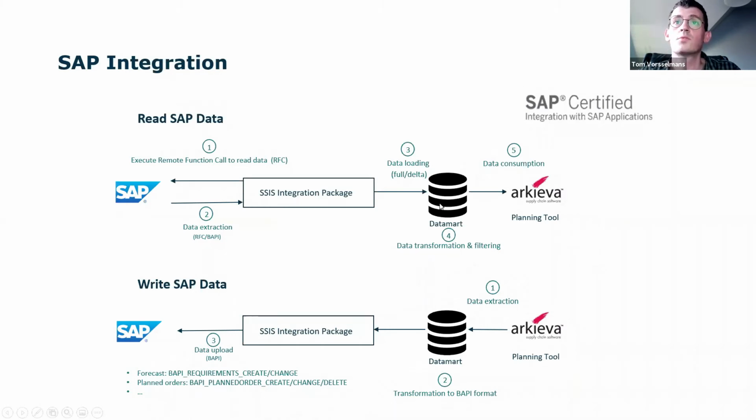Inside our data mart, we then go to the next layer in the data store, where we transform and filter everything, and then make it available to the planning tool. Here, for example, Archiva as an example.